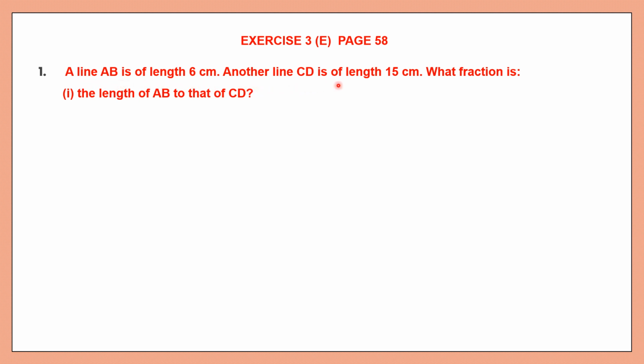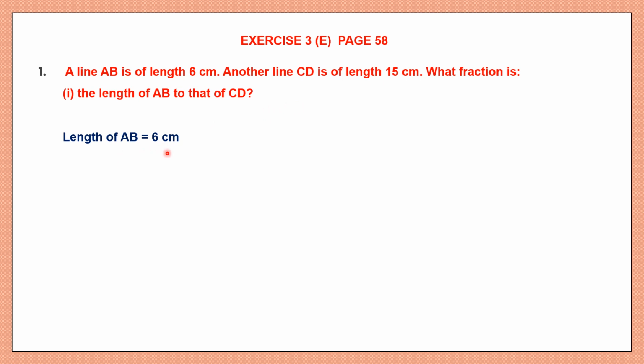Another line CD is of length 15 centimeters. What fraction is the length of AB to that of CD? So we have to put it in the form of a fraction. The length of AB is given to us as 6 centimeters and the length of CD is given to us as 15 centimeters. Now we have to put that as a fraction.